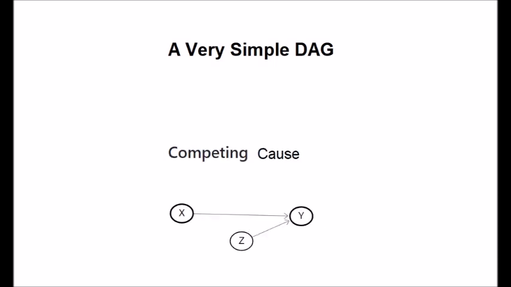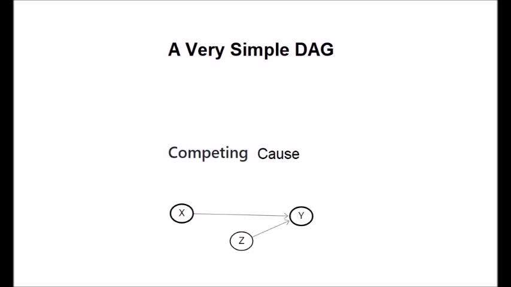In this diagram, you can see that Z is the competing cause, and a competing cause is neither a confounder, nor a proxy confounder, nor a mediator. In fact, the competing cause is not related to the actual cause, but it is related to the effect. It means that a competing cause is a parent of the effect or an ancestor of the effect.